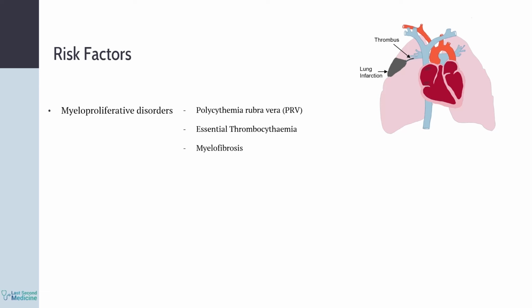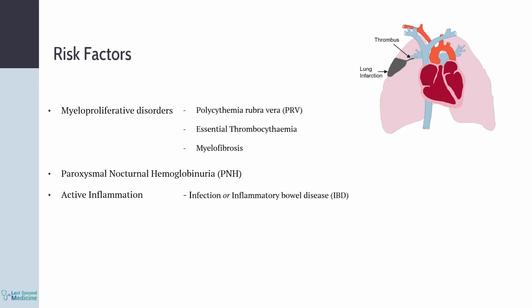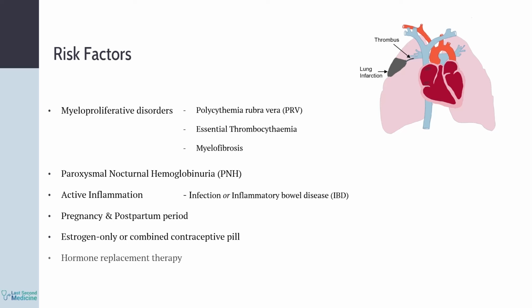Myeloproliferative disorders like polycythemia rubra vera, essential thrombocythemia, and myelofibrosis. Paroxysmal nocturnal hemoglobinuria. Active inflammation, for example infection or inflammatory bowel disease. Pregnancy and the postpartum period. Estrogen-only or combined contraceptive pill. Hormone replacement therapy, and previous thromboembolism. Some of these risk factors alone, like the use of hormone replacement therapy, may not lead to thromboembolism, but increase the VTE risk, if combined with another factor, for example immobility or major surgery.